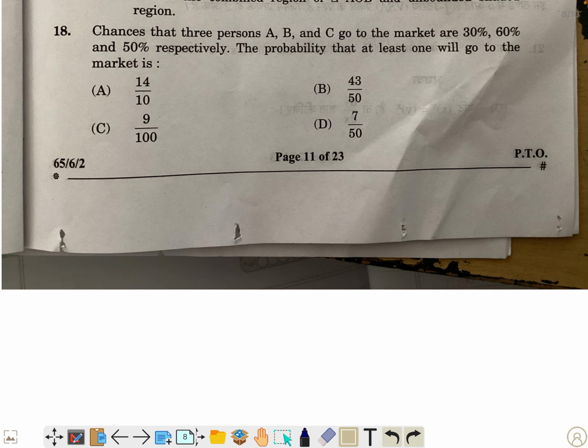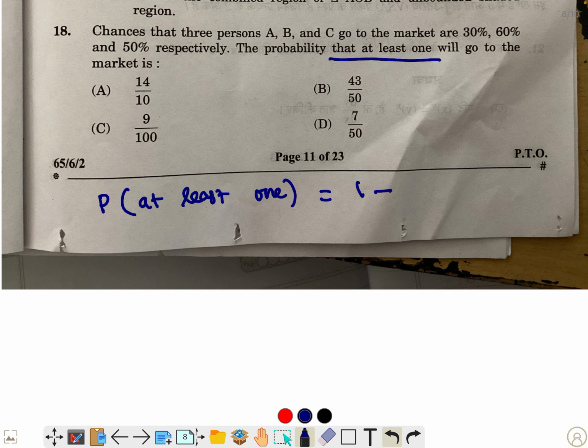I'll solve the 18th question, then I'll go to the next question. So the 18th question, you all know that, this is very easy, guys. Again, we need to find the probability of at least 1. We have a formula: P of at least 1 is equal to 1 minus P of none. So P of none is nothing but that he does not go to the market.